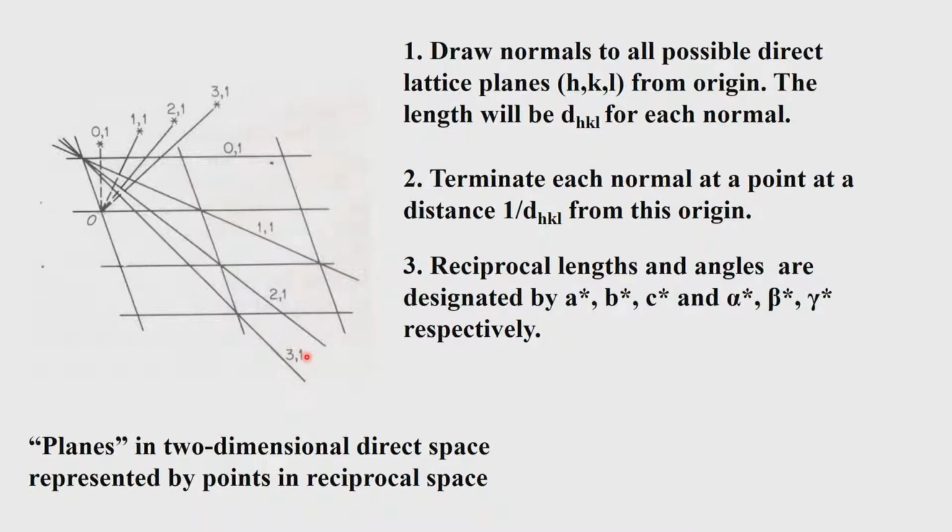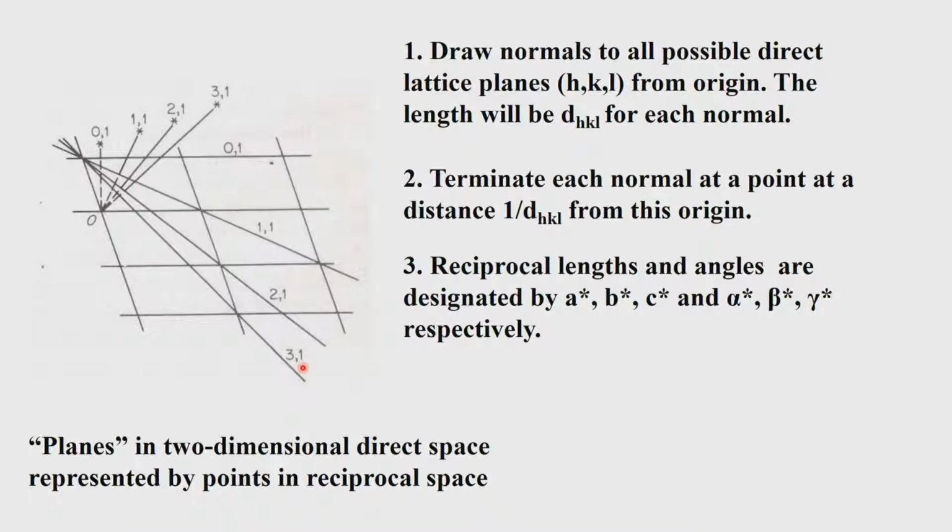with respect to the direct lattice. We have a direct lattice for which we have indicated the lattice diagram in the background. We have drawn the lattice net, and using the lattice net we have identified 4 positions: 0, 1, 1, 1, 2, 1, 3, 1. These are the planes passing through, with respect to the origin of the main cell.